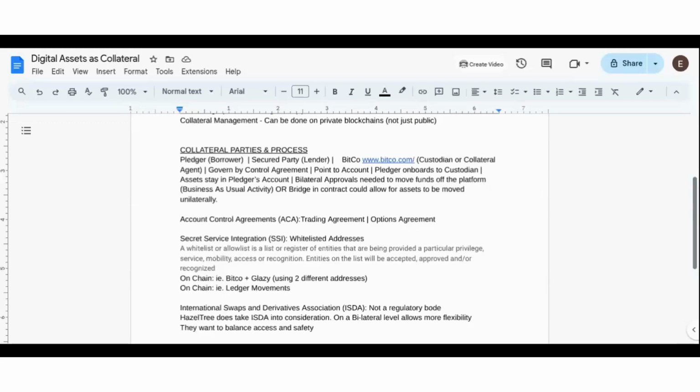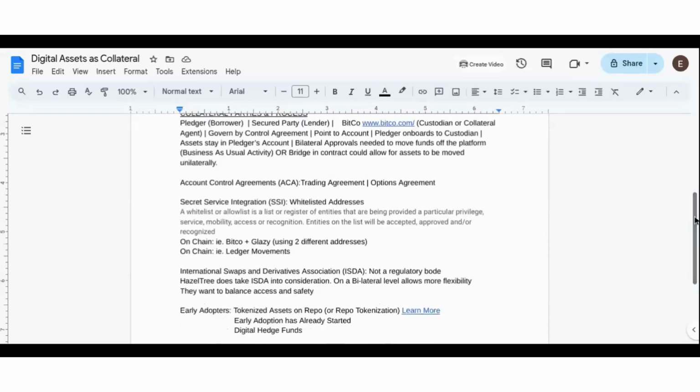The assets stay in the pledger's account. Bilateral approvals are needed to move funds off the platform, for business as usual activity, or a bridge contract could allow for assets to be moved unilaterally. So it just depends on what the activity is. So going back to the account control agreements, that would include either a trading agreement or options agreement.